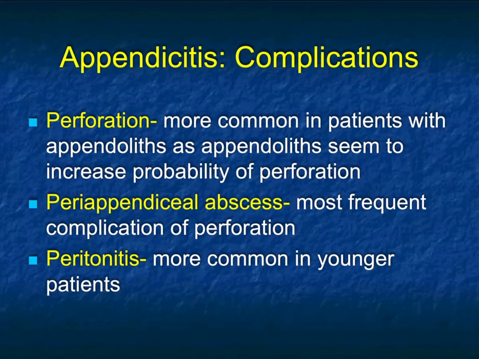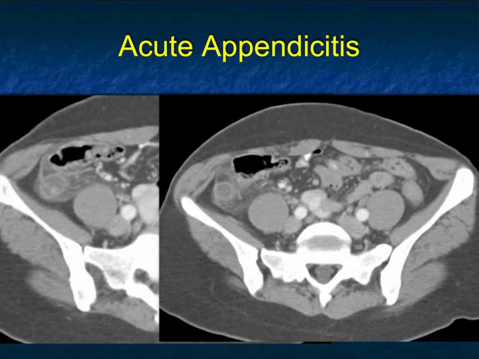Now, most patients with appendicitis will get surgery. They'll be out of the hospital in 24 hours, and they will be fine. Other patients can have complications: perforation, periappendiceal abscesses, and even peritonitis. Perforation is more common in patients with appendoliths, as appendoliths seem to increase the probability of perforation. Periappendiceal abscesses are the most frequent complication of perforation. It's often in patients with a delayed diagnosis. And peritonitis, interestingly, is more common in younger patients.